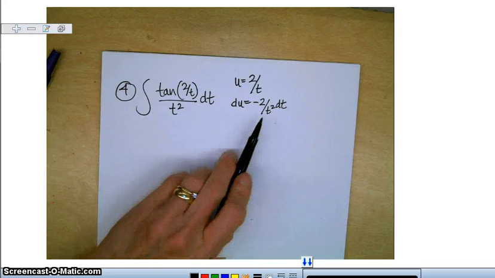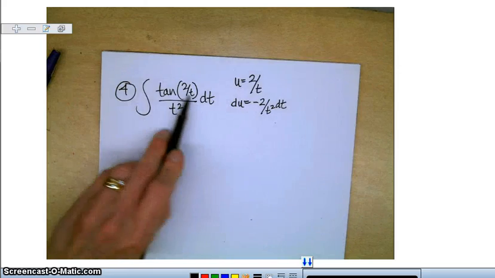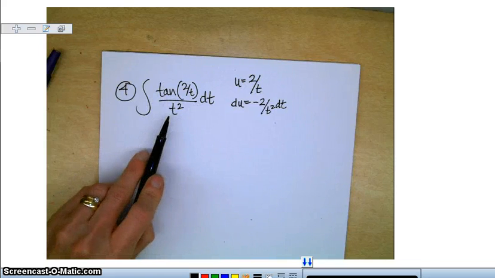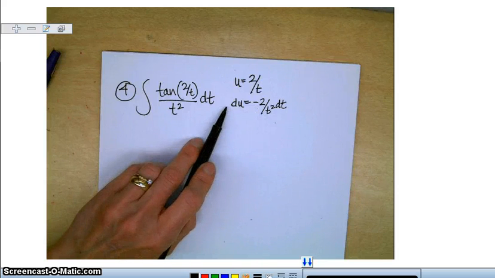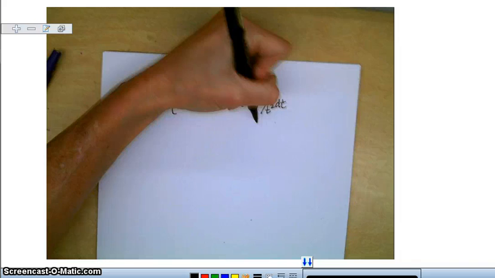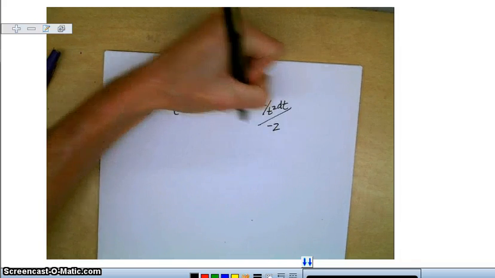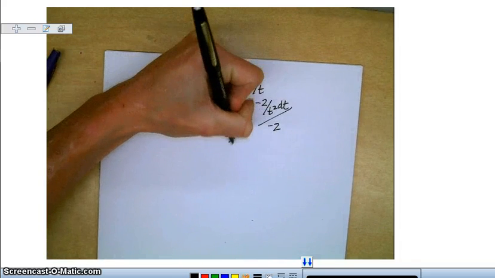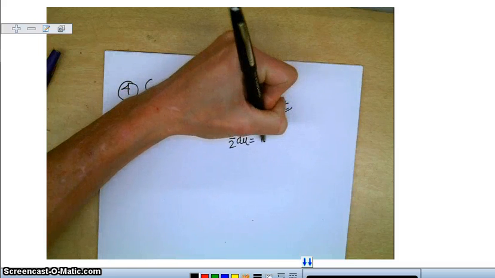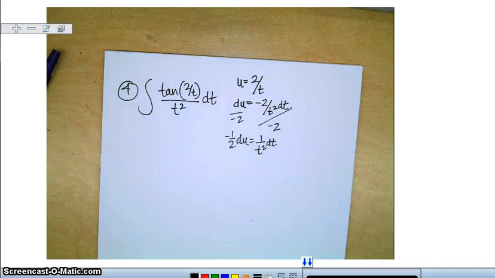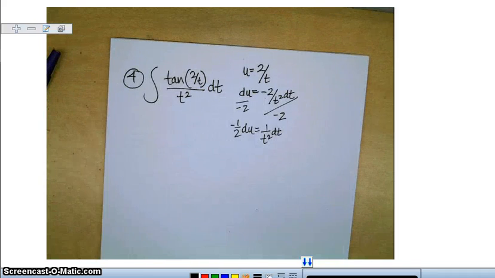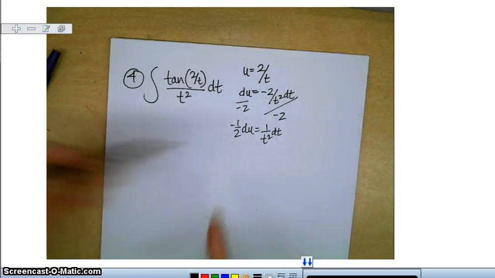See, what's in this part that I don't have in my integral? The negative 2. So what am I going to have to do with that negative 2? Divide it, yeah, you're basically going to have to divide both sides here by negative 2, so this will be negative 1/2 du equals 1 over t squared dt. A lot of you see that already in advance, I could tell. Hannah, you told me exactly what to pull out front.